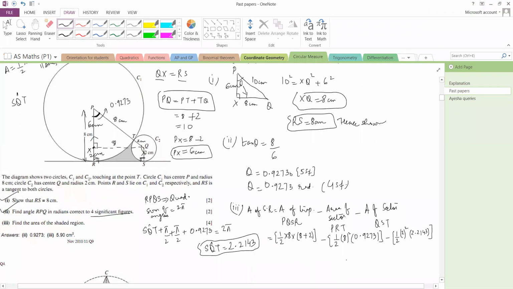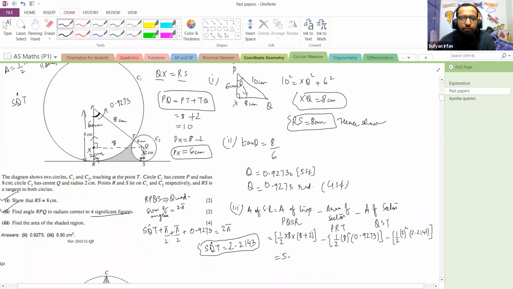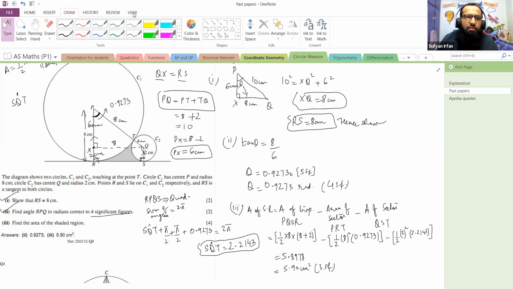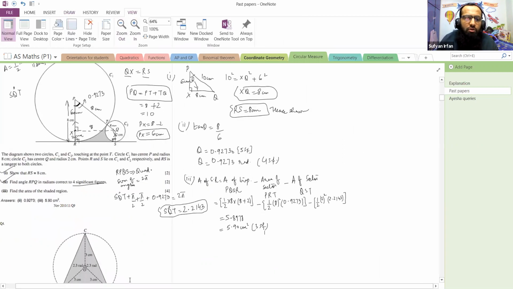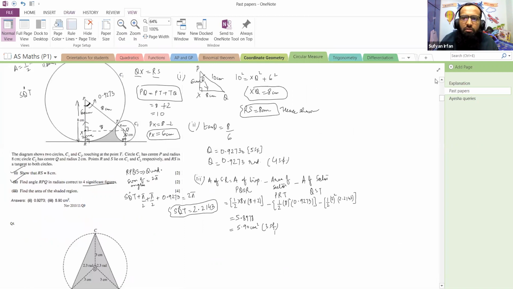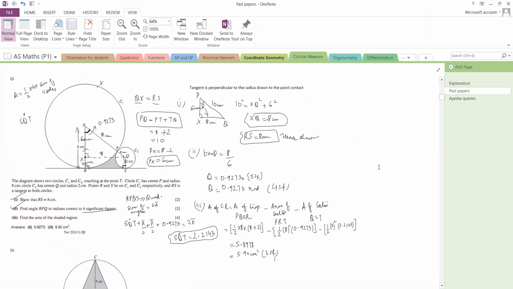Okay, yes, sir, I got it. We have successfully got it, 5.8978. And the answer is 5.90 centimeters squared, correct to three significant figures. Right? Are we clear with this question? Yes. We have understood how to solve the questions of circular measure? Yes, sir, I've understood these questions.